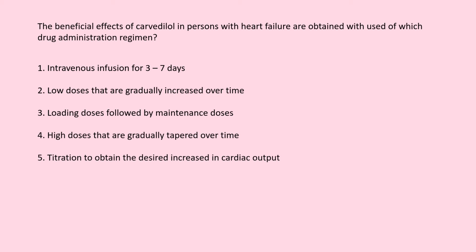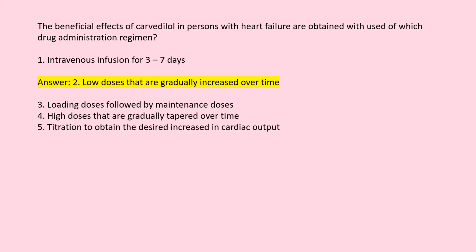Beneficial effects of carvedilol in persons with heart failure are obtained with use of which drug administration regimen? 1. Intravenous infusion for 3 to 7 days. 2. Low doses that are gradually increased over time. 3. Loading doses followed by maintenance doses. 4. High doses that are gradually tapered over time. 5. Titration to obtain the desired increase in cardiac output. Answer: 2. Low doses that are gradually increased over time.